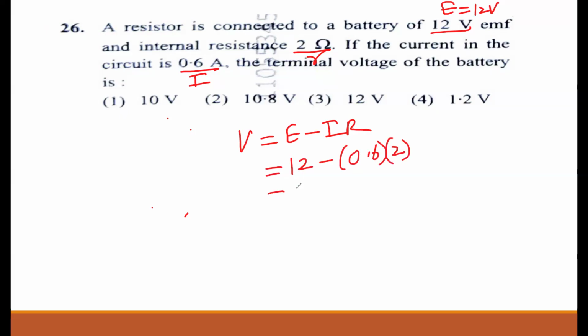You should be careful in doing calculations in a hurry. So 0.6 into 2 is 1.2. In a hurry, don't make it 12. So it is 10.8 volts. That would be the answer. I think you understood.